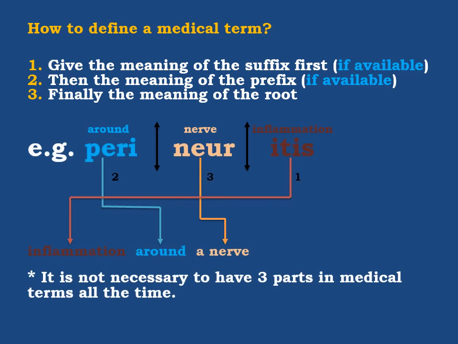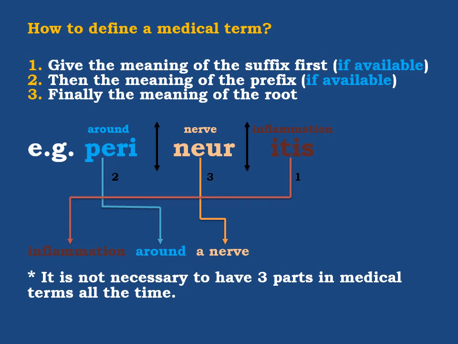Look at this example. The diagram is clear. The same term we discussed earlier, which is perineuritis. Now, peri here is the prefix, ner is the nerve, and itis is the suffix. So there are 3 parts here. Now, what is the meaning of peri? It is above it. You can see that. It means around. The meaning of ner, above it again, it means nerve. And the meaning of itis is inflammation.